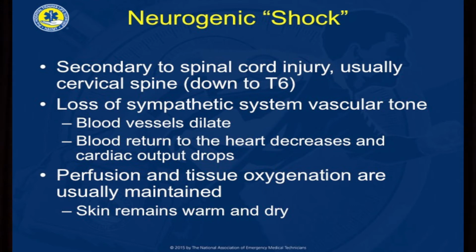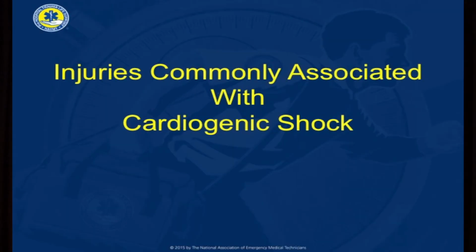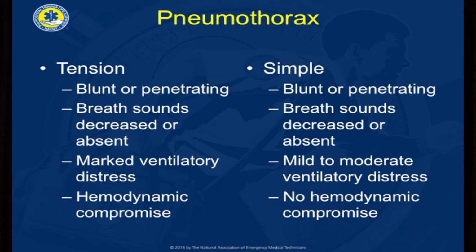Your skin is warm and dry because when we vasodilate, blood tends to come to the surface of the skin, giving us a warm and sometimes flushed look, as opposed to the hypovolemic patient who vasoconstricts the blood away from the skin, giving you that pale, cool feel. For the cardiogenic shock, the 2 most common causes we said were the pneumothorax and the pericardial tamponade.